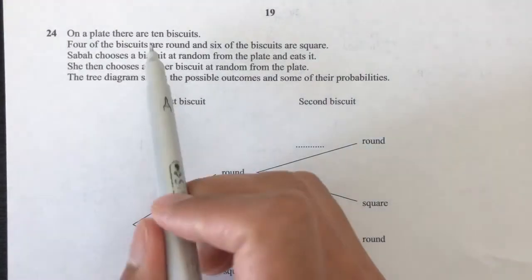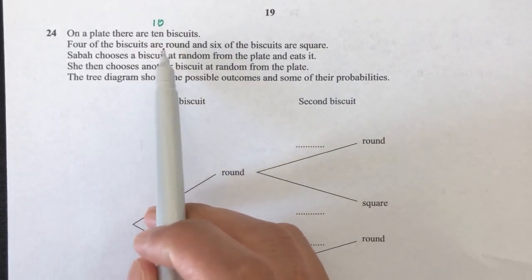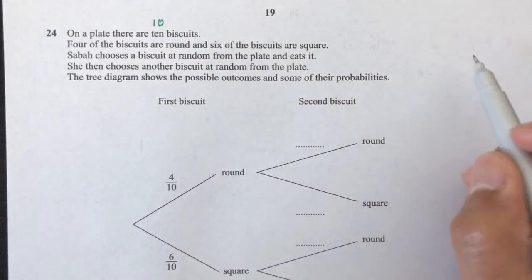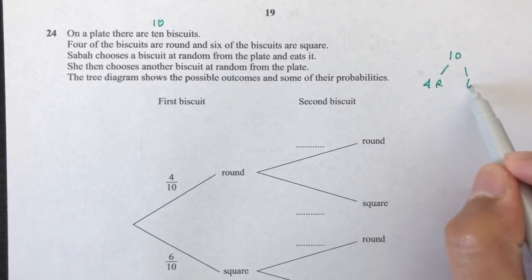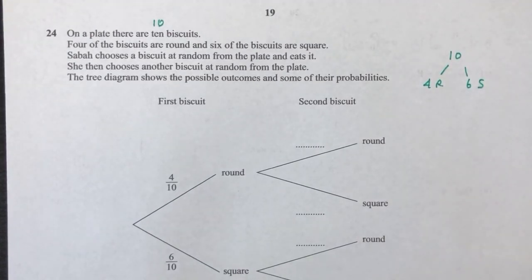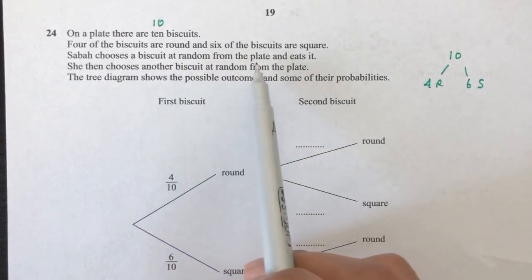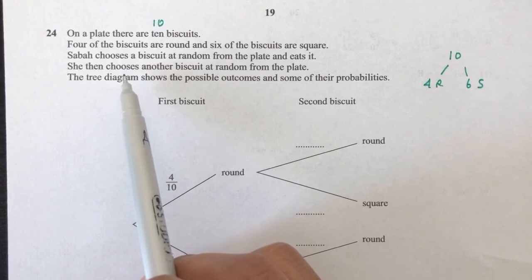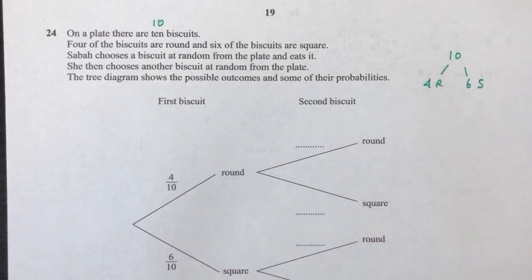On a plate there are 10 biscuits. 4 of the biscuits are round and 6 are square. So 10 biscuits, 4 are round and 6 are square. Now Sabah chooses a biscuit at random from the plate and eats it. She then chooses another biscuit at random from the plate. So she chooses 2 biscuits.